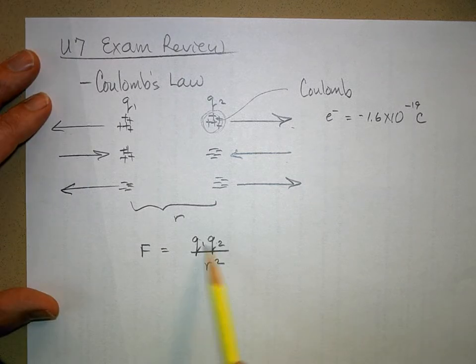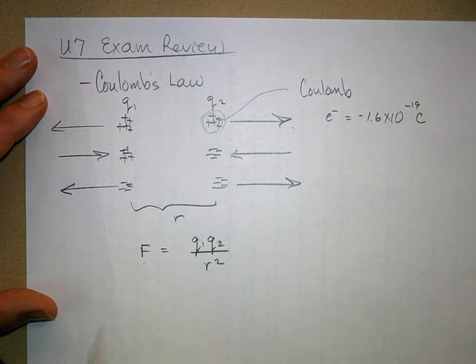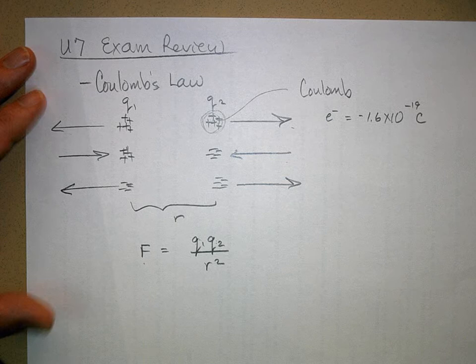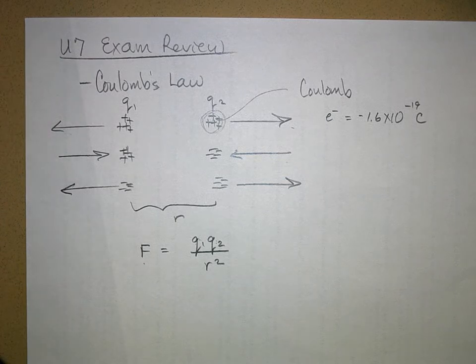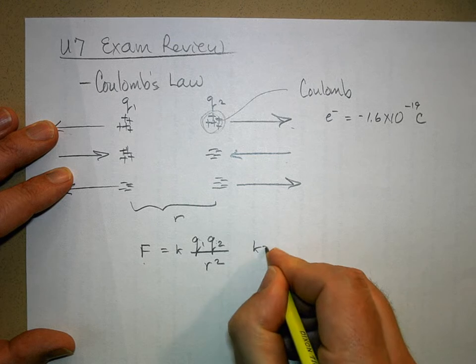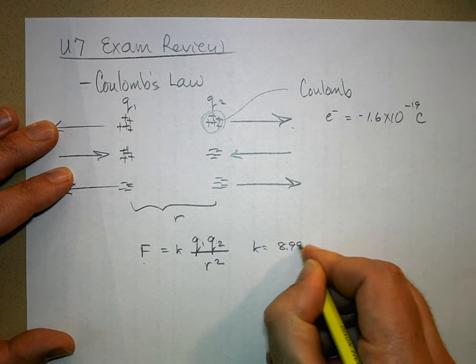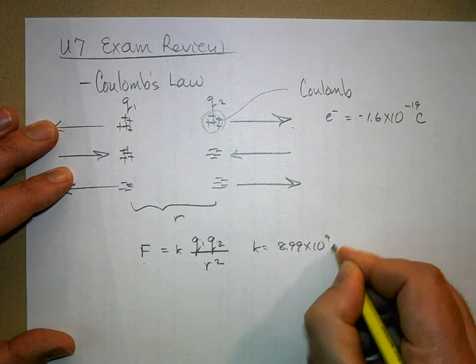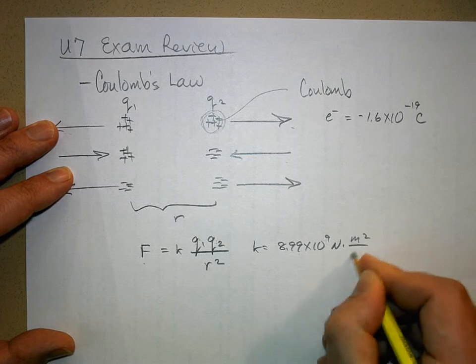So here, if we look at the units, we have coulomb squared over meter squared. That does not equal a Newton. And we need some constant of nature that tells us how strong the electric force is in our universe. And we have that constant. It's K. K equals 8.99 times 10 to the 9 Newton meter squared per coulomb squared.